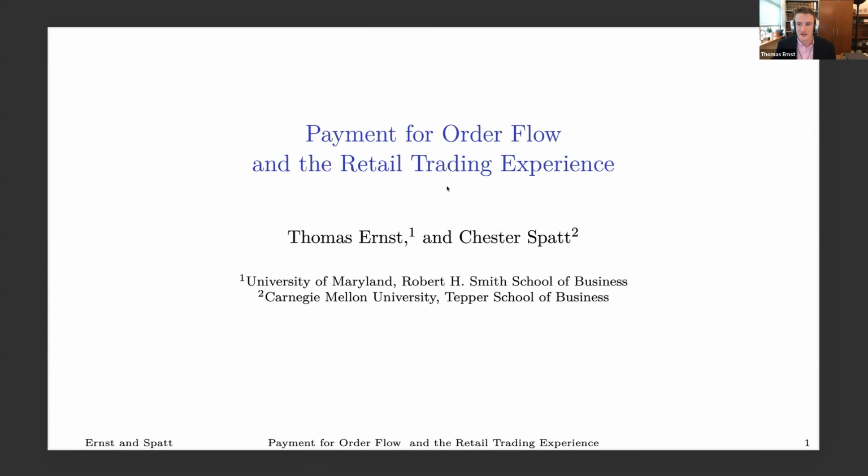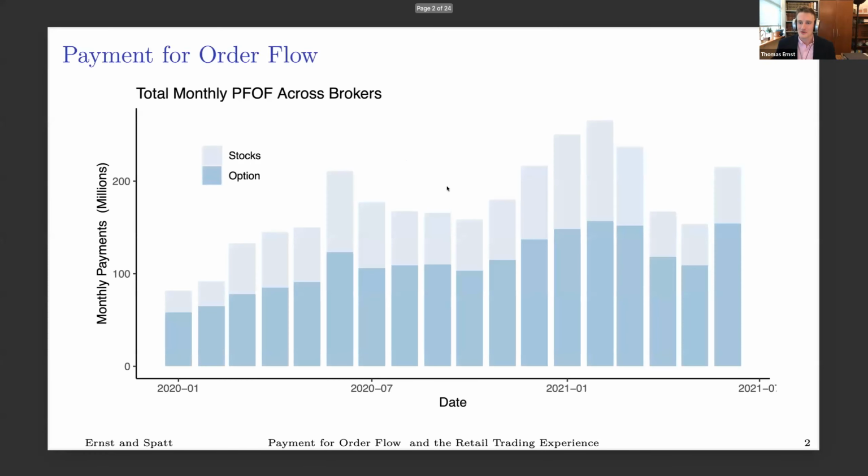Thank you very much, Itay. So I want to start with this graph. Payment for order flow has been around for a while. With the surge of retail interest, there's been a surge of interest and attention on where brokers are making their money. And a lot of the conversation around PFOF has been about the equity market.